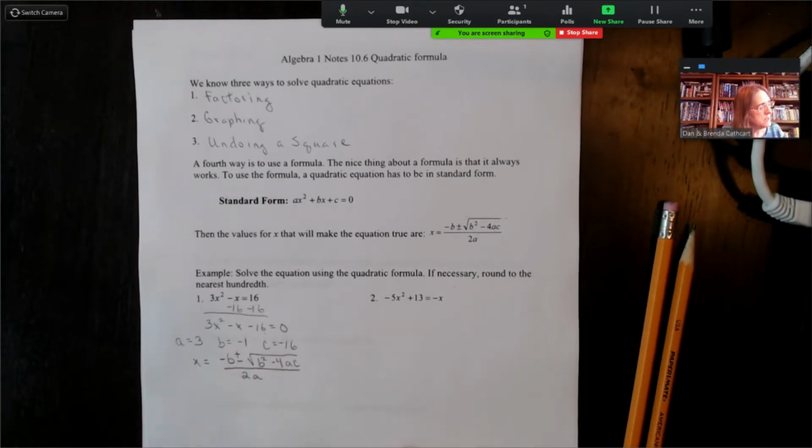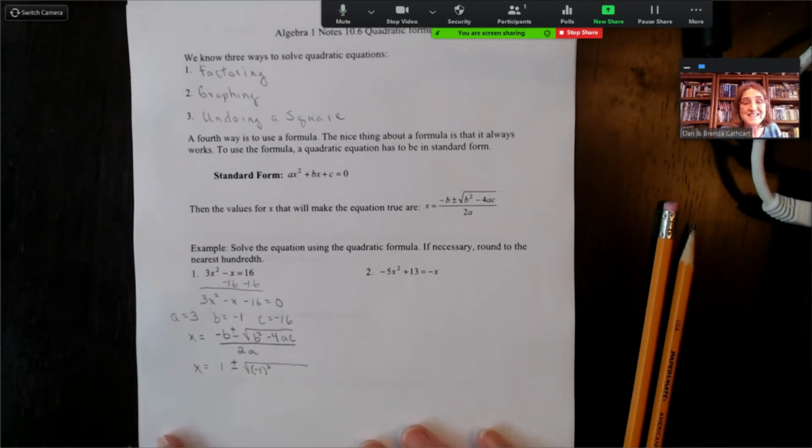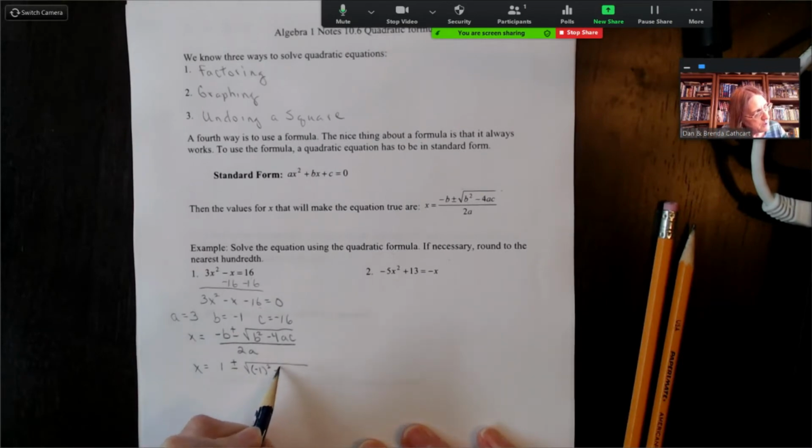So I'm going to rewrite this now using my values. The opposite of b, since b is -1, is +1, plus or minus the square root of b squared. So we're going to take (-1) squared. When squaring a negative, make sure that you use parentheses, or just recognize that that's the same as 1 squared. Minus 4 times our value for a, which is 3, multiplied by c, which is -16. And this whole expression is divided by 2 times a, or 2 times 3.